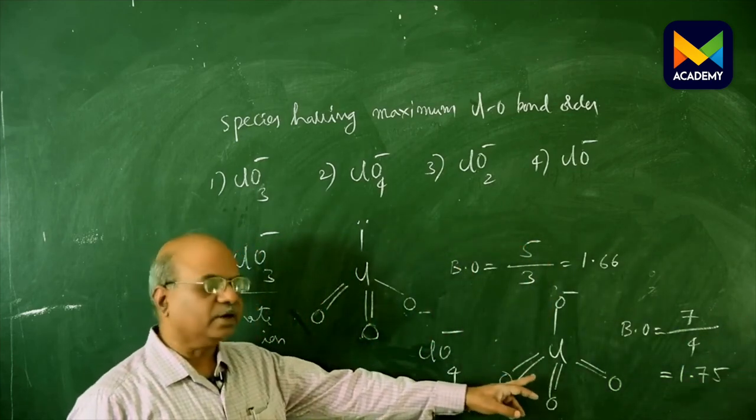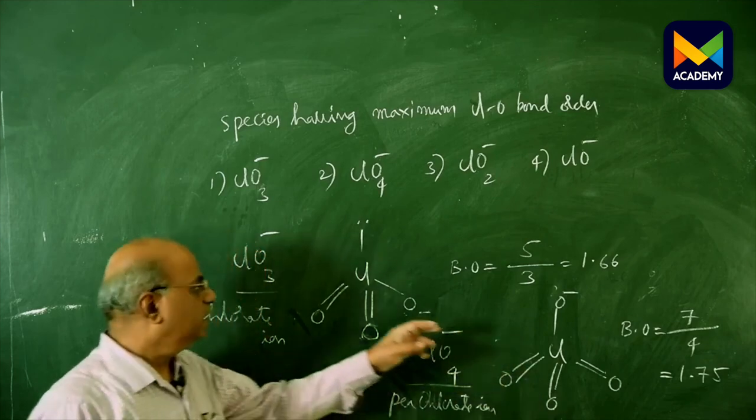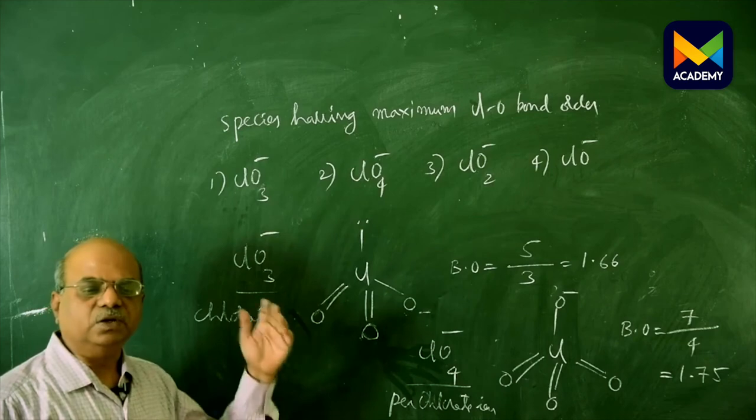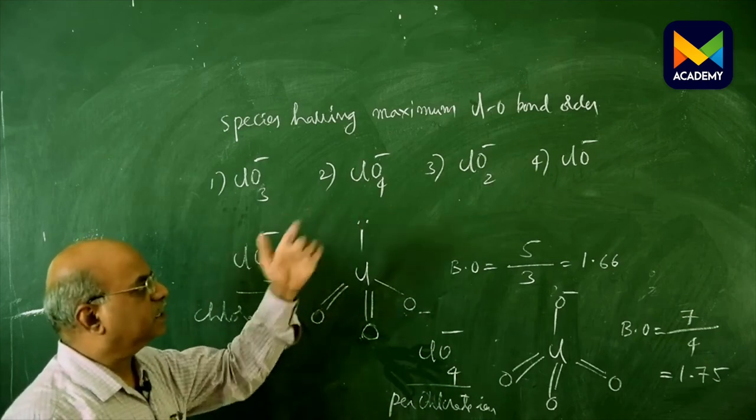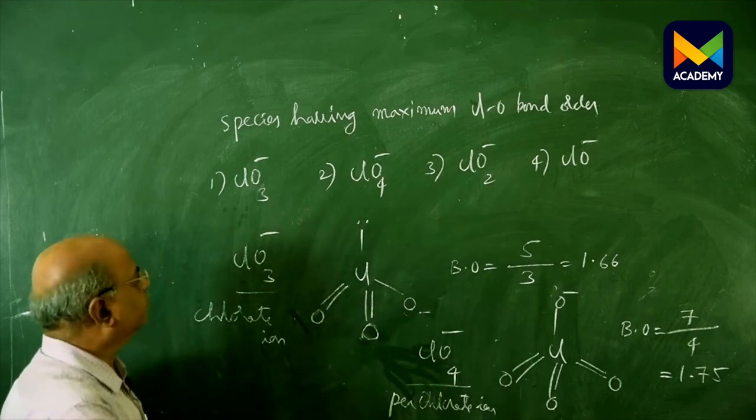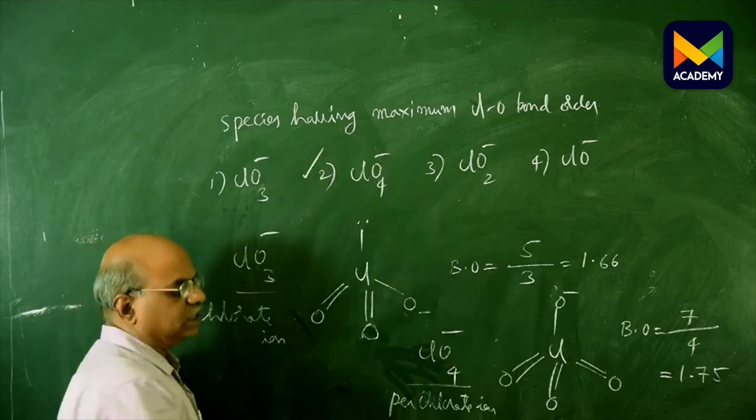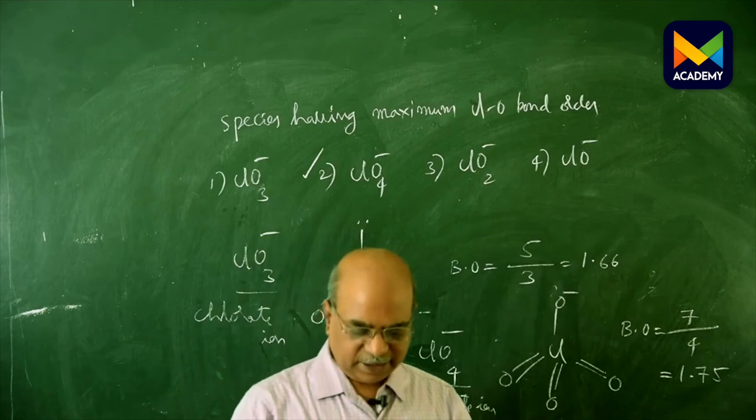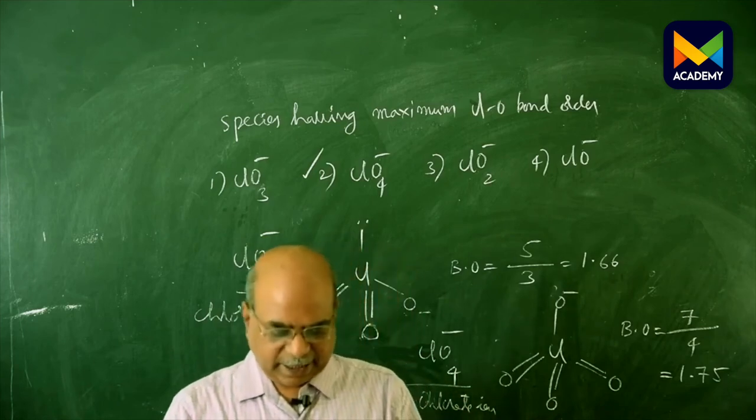So you can see higher bond order in perchlorate compared to chlorate, and ClO2 minus and ClO minus will have still lower bond order because the number of resonance structures is less. Therefore our answer for this question is ClO4 minus, which has the highest bond order, which is 1.75. Next question.